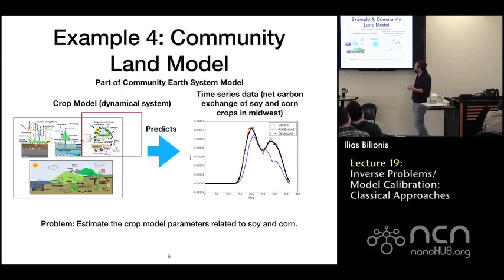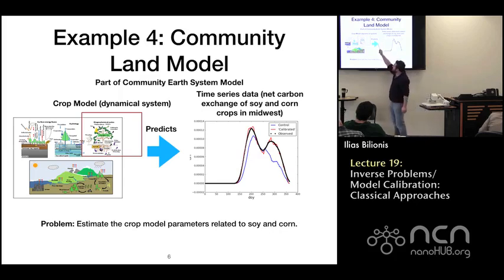This is another problem. It involves the calibration of the community land model. The community land model is basically a sub-model of the community Earth system model, which is supposed to simulate the whole Earth. So the community land model just simulates the land and the plants growing in the land, the forests, the prairies, the agricultural land, this kind of stuff. So the biomass that grows on the ground. This is what the community land model simulates.